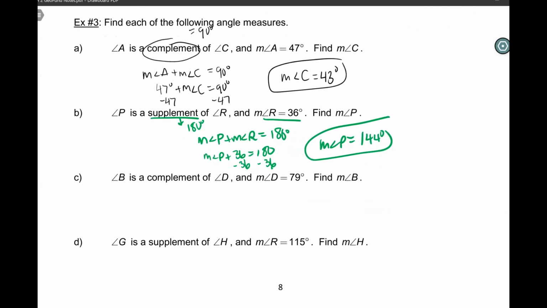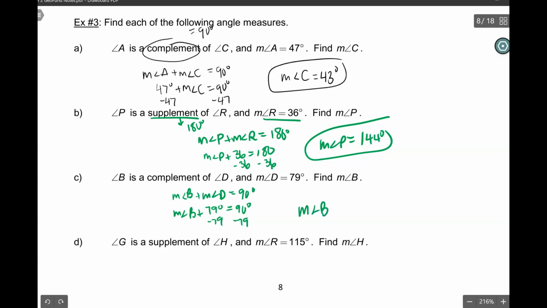B is a complement. Okay, so this is equaling 90. So measure of angle B plus the measure of angle D is equal to 90 degrees, and we know D is 79. So the measure of angle B plus 79 degrees is 90. So subtract 79 from both sides, and we get that the measure of angle B is going to be 11 degrees.